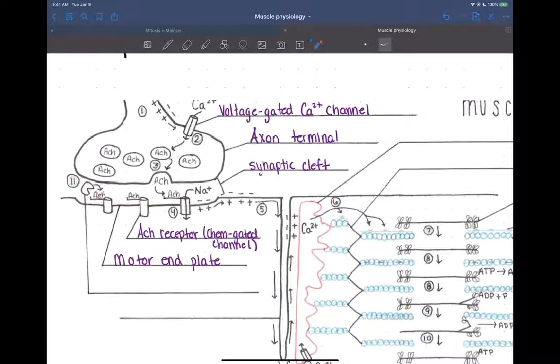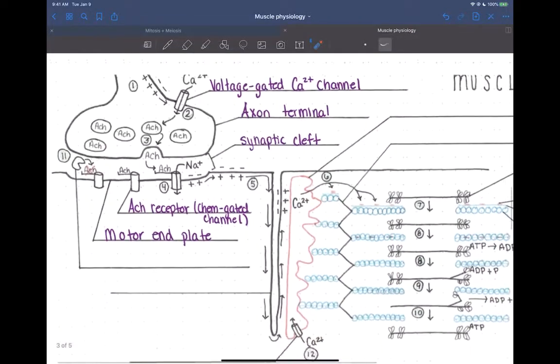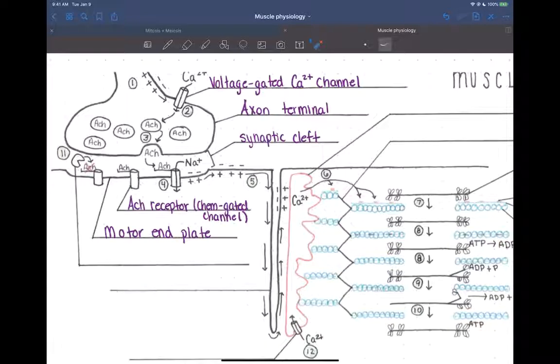When that acetylcholine binds to the receptor, that receptor will open, sodium will move into our muscle cell, and that will start an action potential in our muscle cell. From here, that action potential is going to move down the sarcolemma of our muscle cell until it reaches these T tubules. It will then move down the T tubules towards the inside of the cell until it reaches our sarcoplasmic reticulum. That's going to be in the orange.